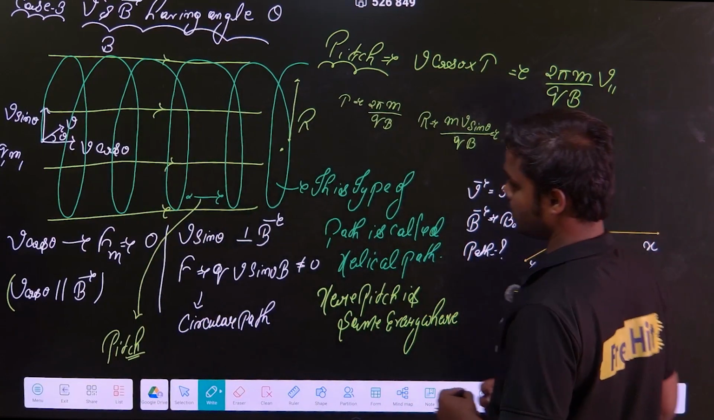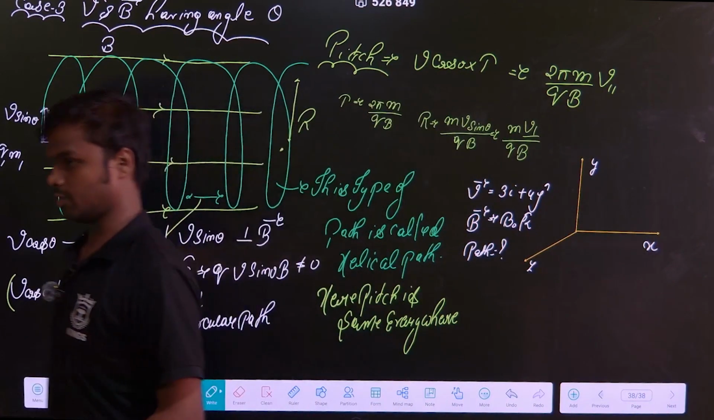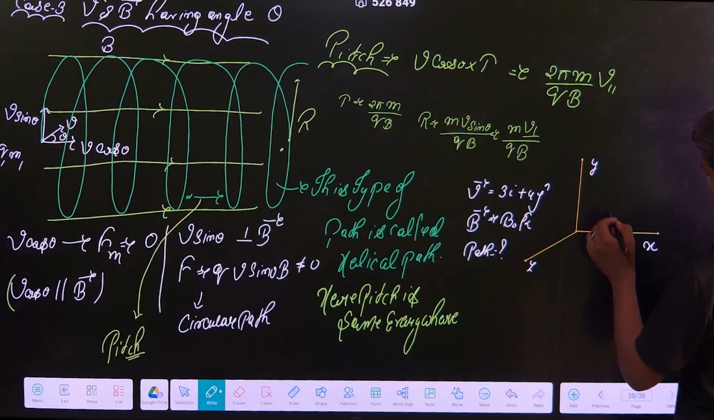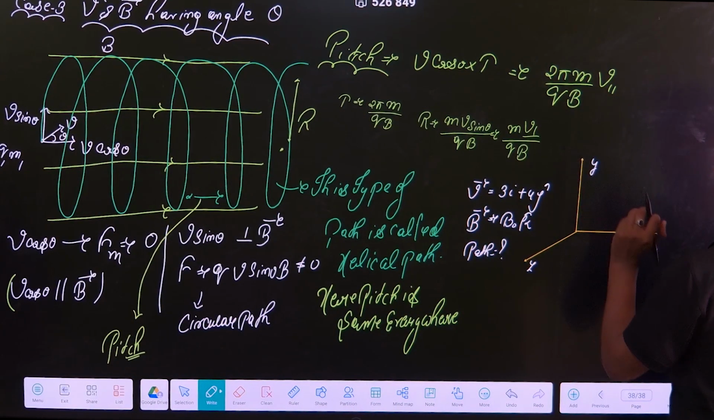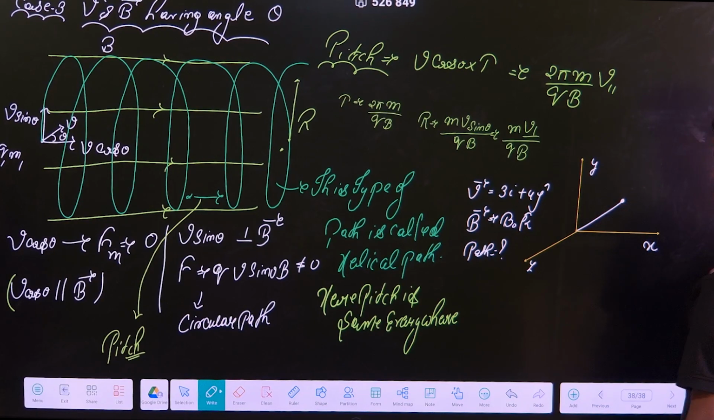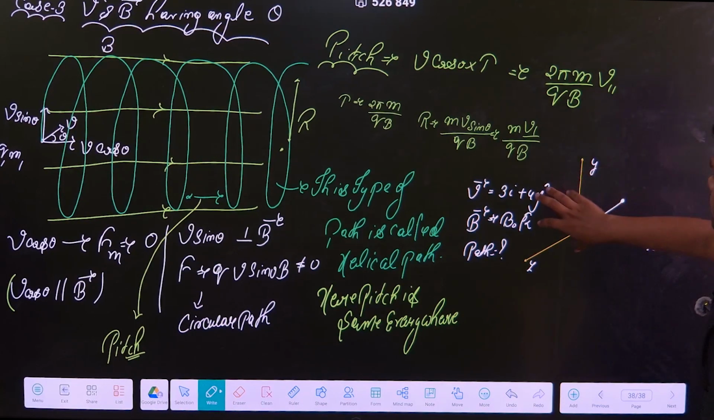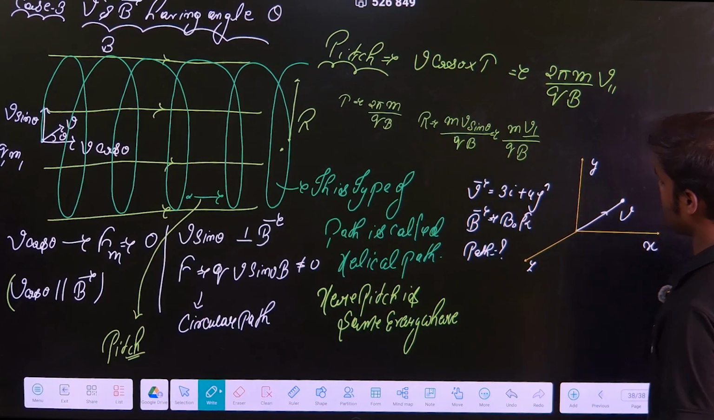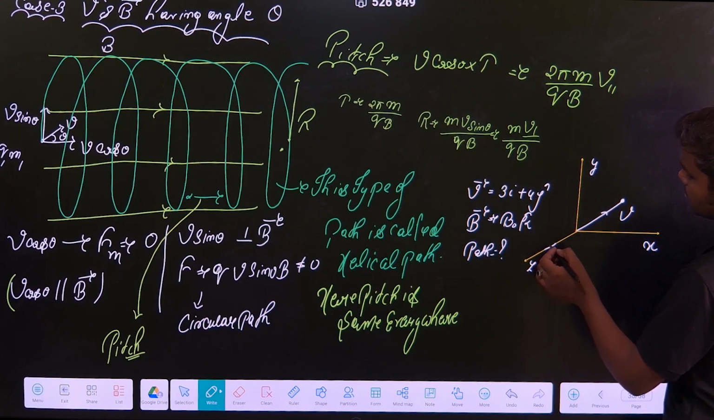First you tell me what is the direction of velocity. See, it is 3 meter per second in x direction and 4 meter per second in y direction. So the net direction will be something here, correct? It is something which is in the xy plane, x and y. So this is my v vector, correct? Something here. What is my magnetic field? Magnetic field in this direction.